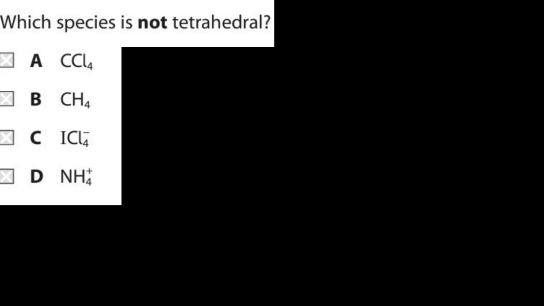Which species is not tetrahedral? We're given four species. We have carbon tetrachloride, methane, and tetraiodochloride. Oh, I meant tetrachloroiodide ion, so this one is iodine. So tetrachloroiodide ion, and then we have the ammonium ion. Let's check each species carefully.